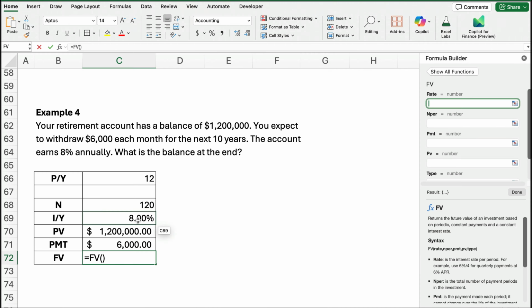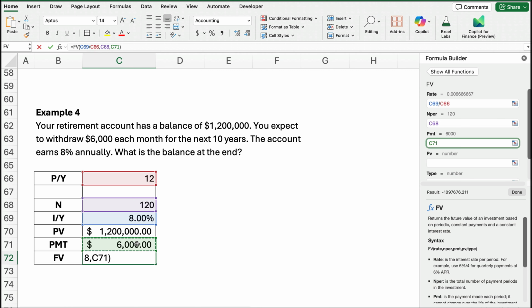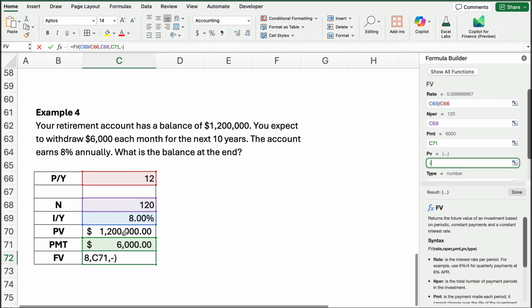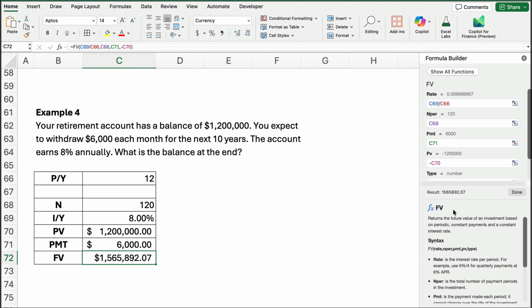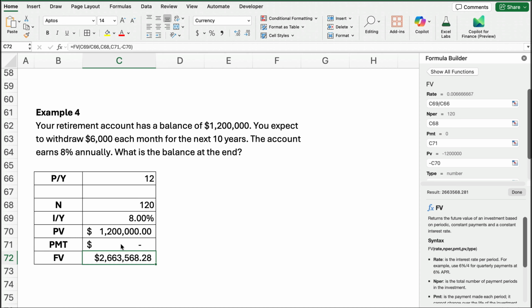So the rate is going to be 8%. That's going to be monthly, right? The number of periods is 120. The payment is going to be, let's make it, because it comes into our pocket, a positive amount. The present value typically is going to be a negative amount, 1.2 million. Okay, so we're going to solve, and we got $1,565,000. Well, what if there's 0 payment? Then this 1.2 million would grow to 2.6 million.